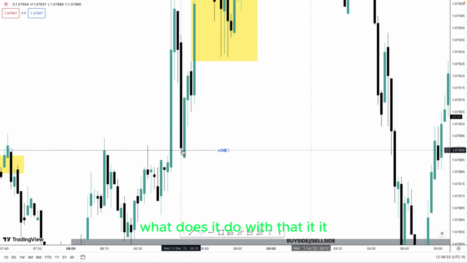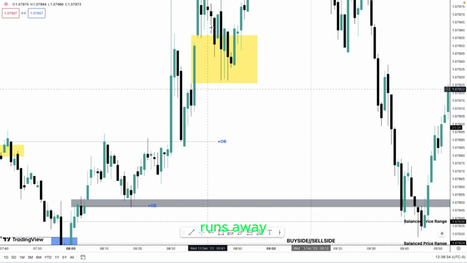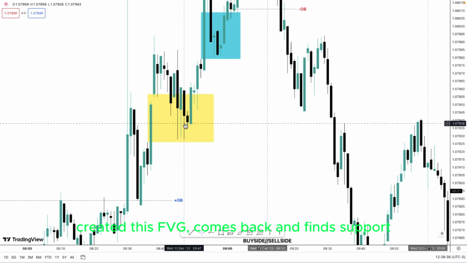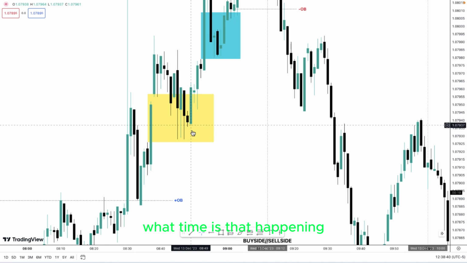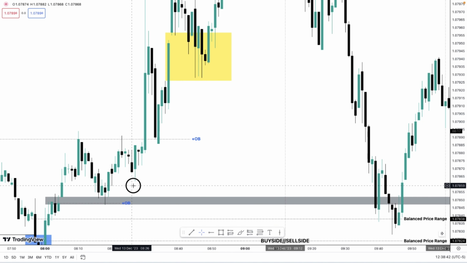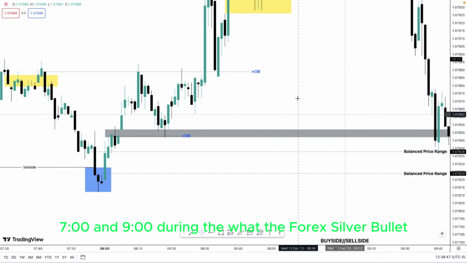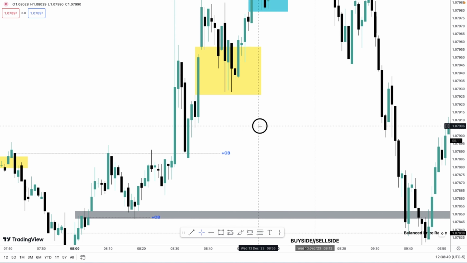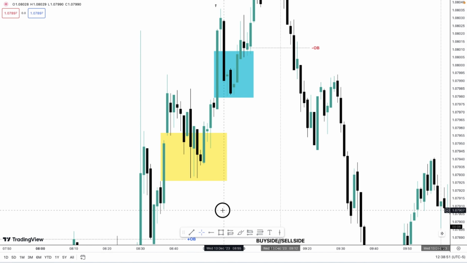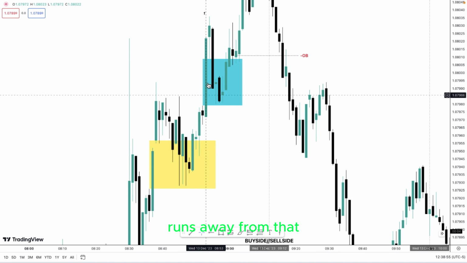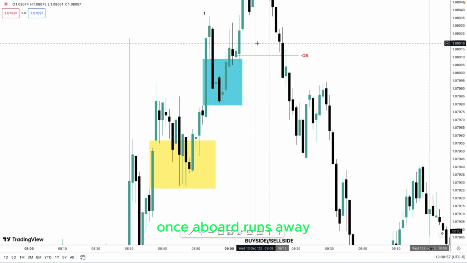What does it do after that? It runs away. Creates this favorable gap, comes back, finds support. What time is that happening? It's happening between 7 o'clock and 9 o'clock during the what? The Forex silver bullet. Runs away from that. Favorable gap, comes back, finds support, runs away.